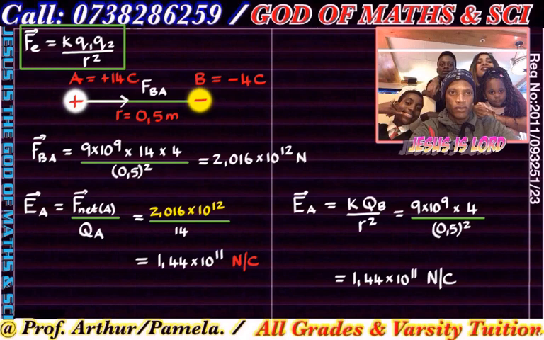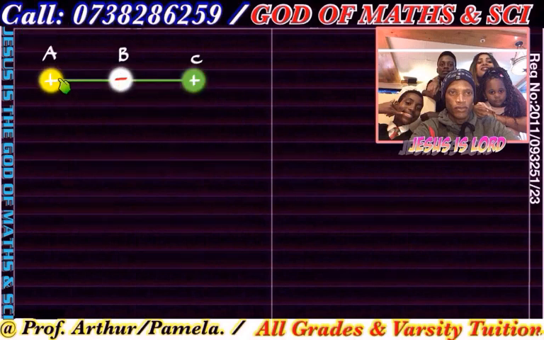You got it? All right. So this time here, they'll choose one of them. Let's say we choose A. They'll say, what is the net force on A because of B and C? What is the electric field on A because of B and C? Can you see? Next time they can choose B.